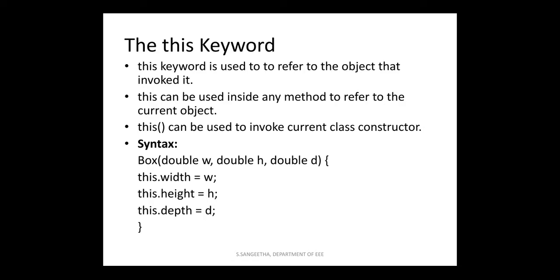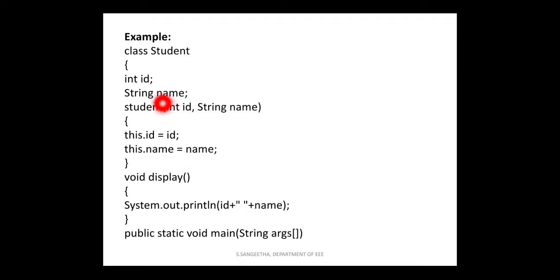Next, this can be explained by using an example, that is class Student. Class Student within braces: int id, String name. So id of the student will be initiated and String name will be initiated. Student(int id, String name): this.id is equal to id, this.name is equal to name. The current student id and the current student name will be initiated. Next, void display. You have to display the student's name and student id by using void display, System.out.println.